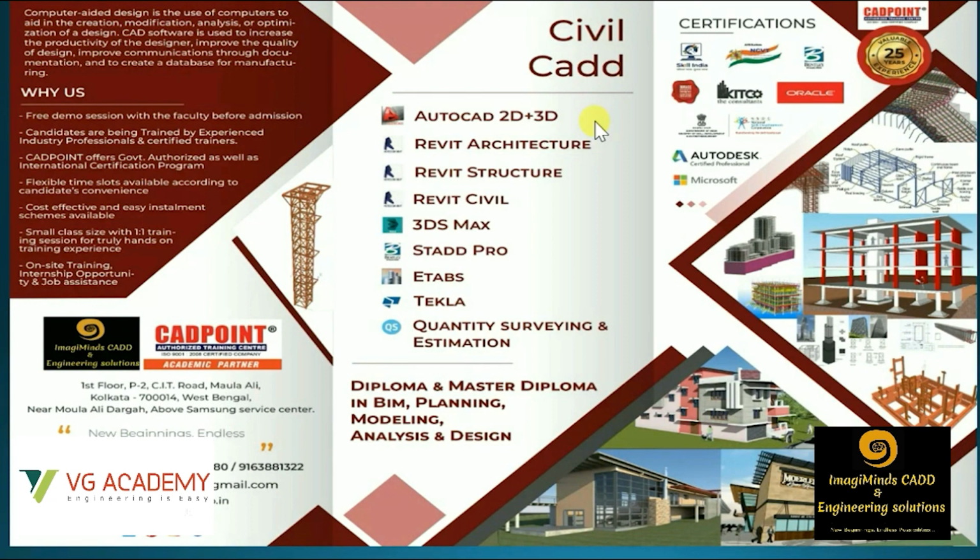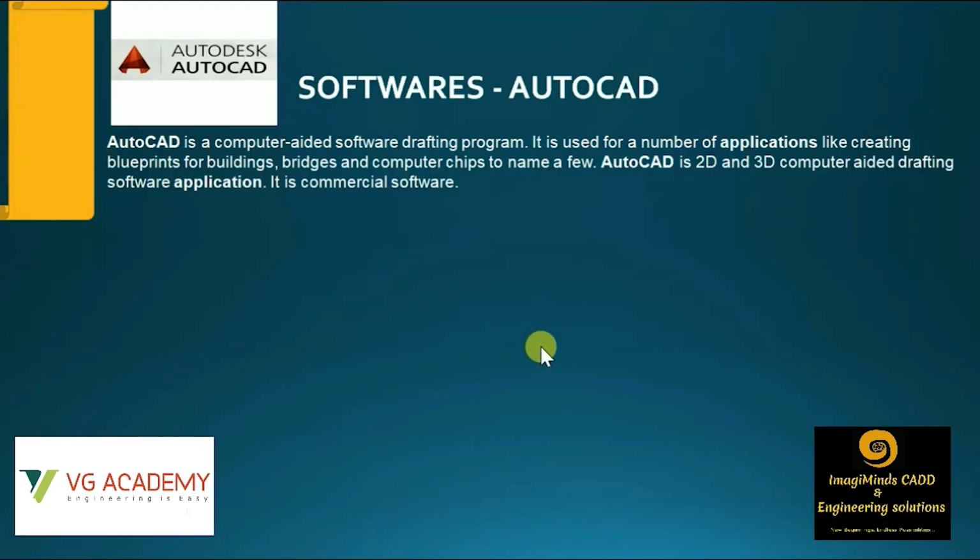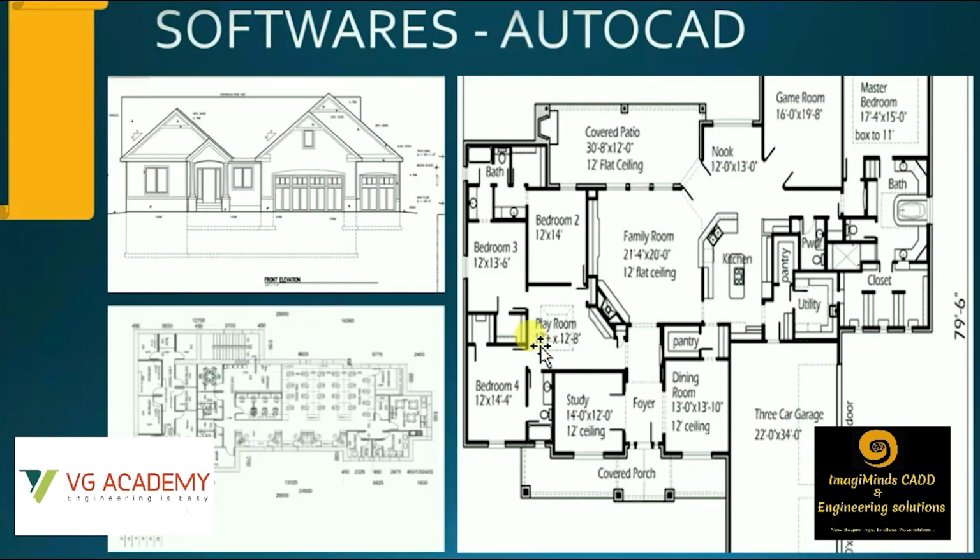Then we have STAAD and ETABS for structural designing software, and Tekla and Revit Structure for structural detailing. If we want to do the drafting of 3D reinforcement detailing, or we want to do 3D modeling of a steel structure, then we will be using Tekla and Revit Structure software. AutoCAD being the basic software, we'll be starting with AutoCAD. If you want to create any type of 2D drawing, we are doing that with AutoCAD software.